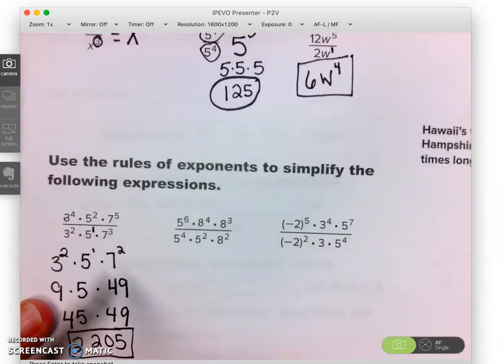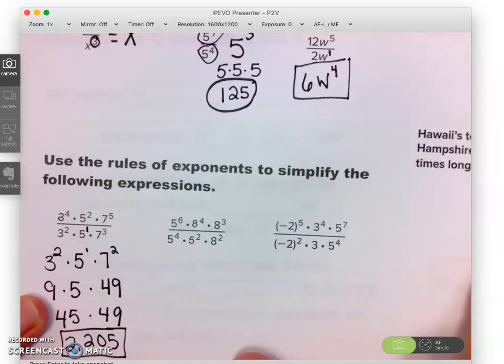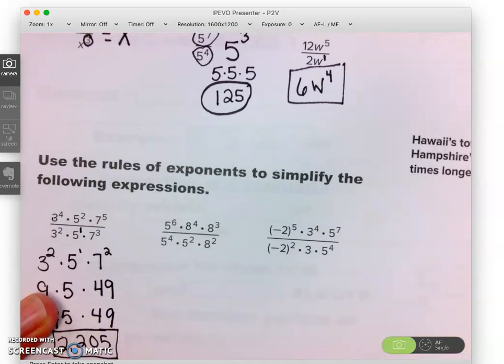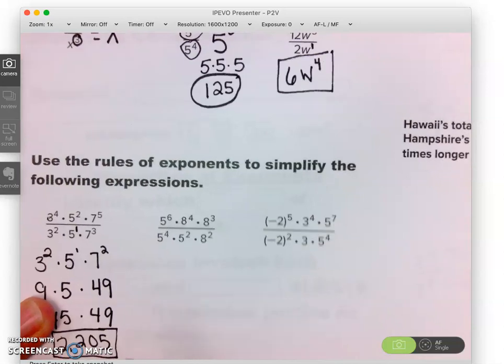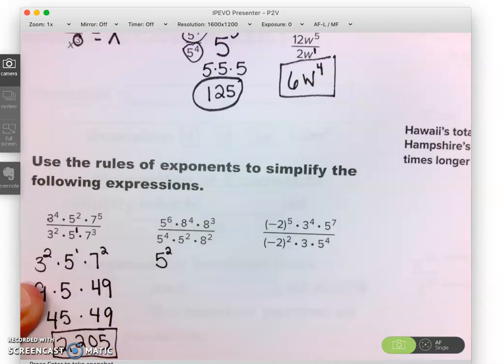I don't have enough time on my video to work all these out, because there would be really, really big numbers. But if you want to try it that way and see the difference, you should be getting the exact same answer. It's just going to take a little bit longer. So here, same base 5, 6 minus 4 is 2.